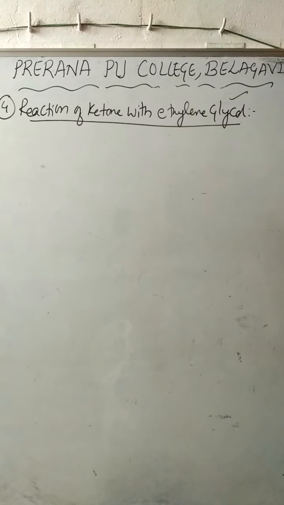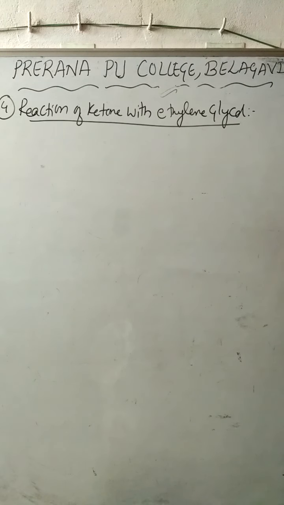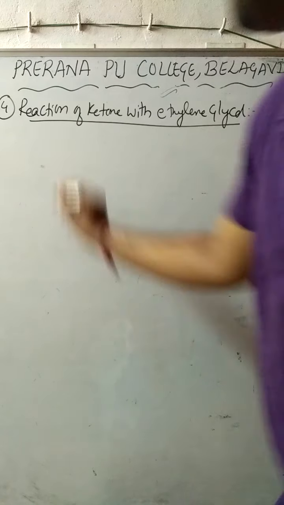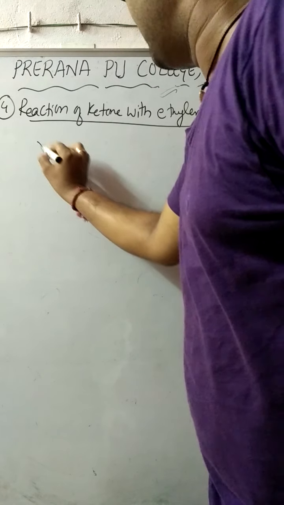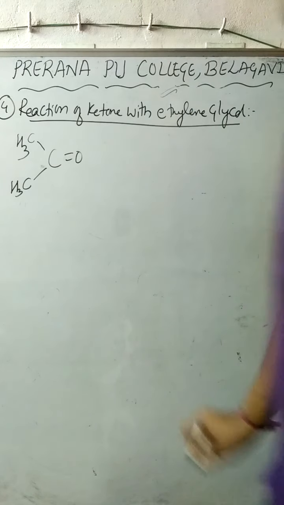So let us continue with the chemical properties of aldehydes, ketones and carboxylic acids. The next property is reaction of ketone with ethylene glycol. So here the reaction is very clear, that is with ketone. So I'll consider acetone as a ketone.